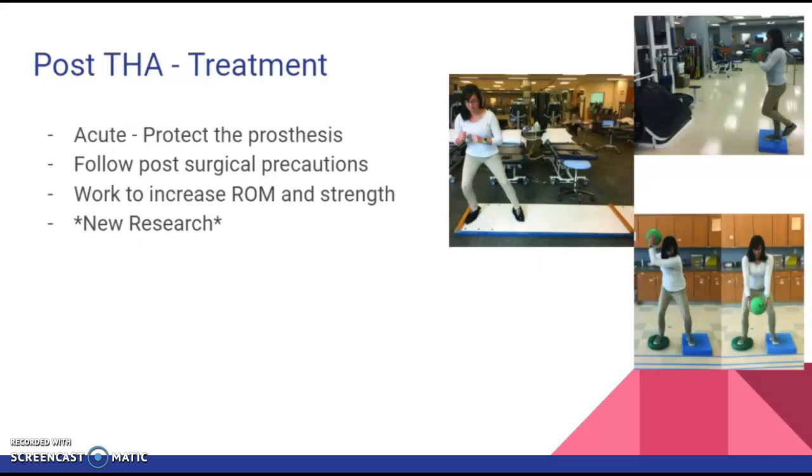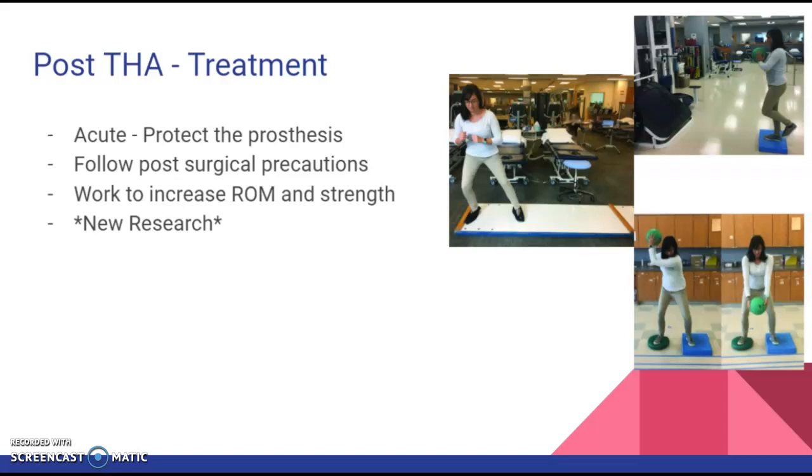So then I wanted to discuss the treatment and modifications surrounding treatment for a total hip replacement in this population. So obviously with the hip replacement, you're going to have to follow all post-surgical protocols, which we've discussed in the past, so I won't go over those. And acutely you're going to increase strength, increase range of motion in the hip, in the leg, and obviously work them back into shape.